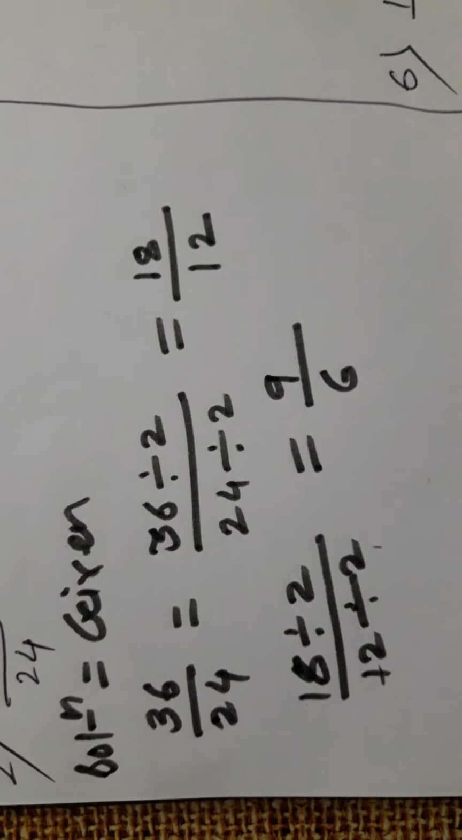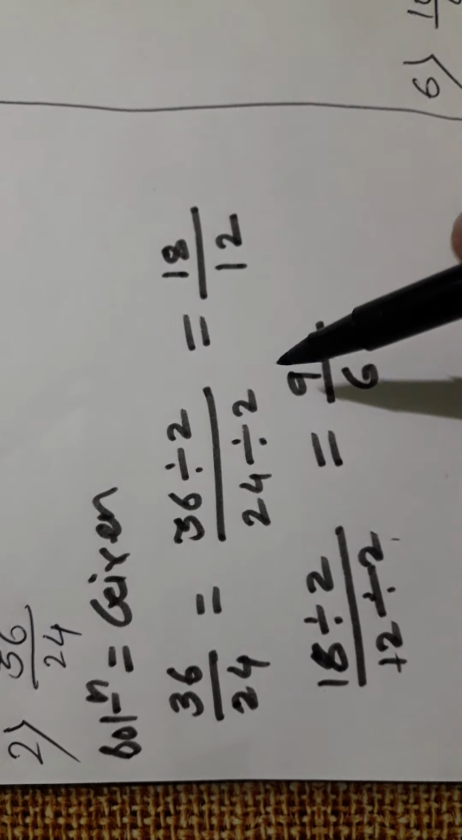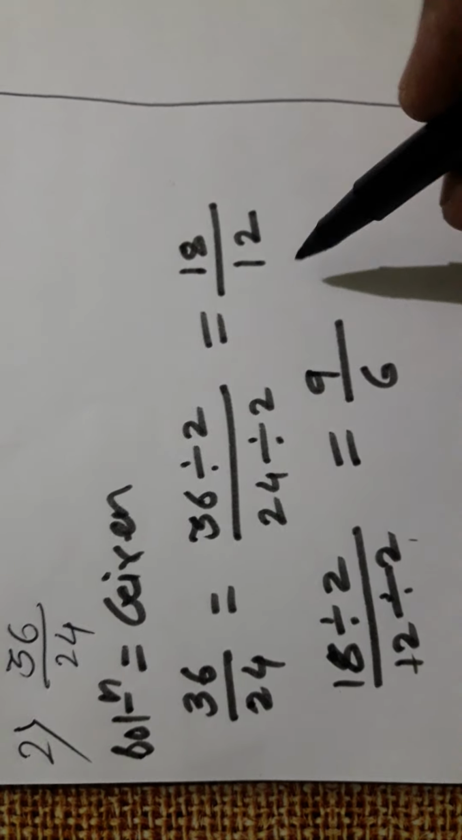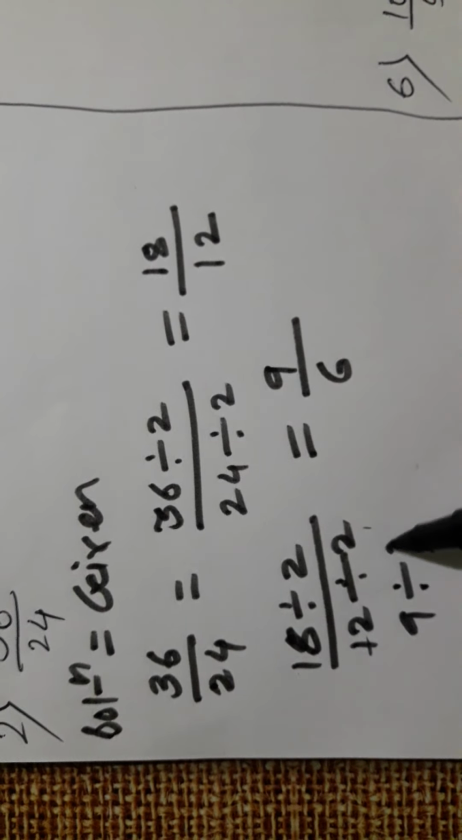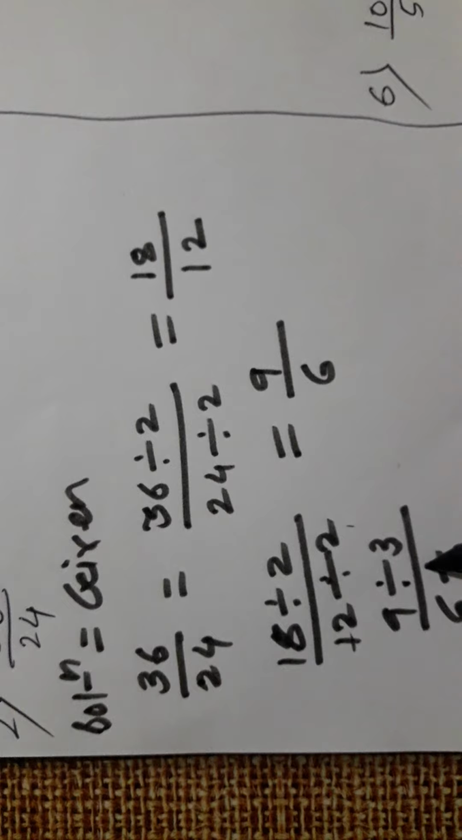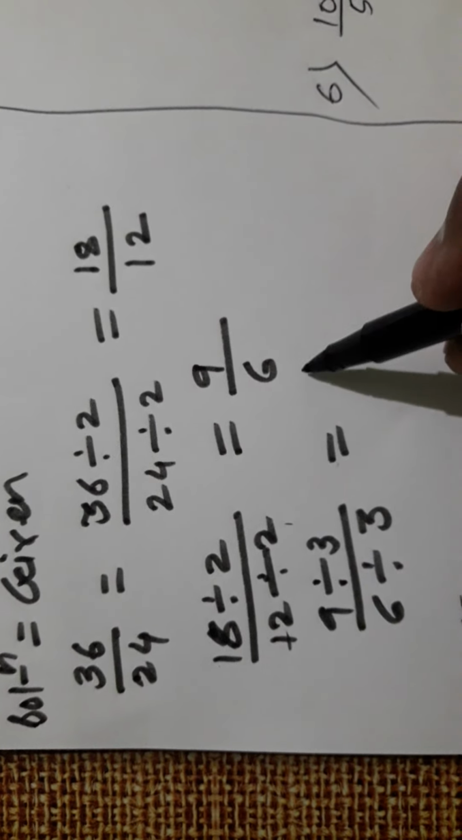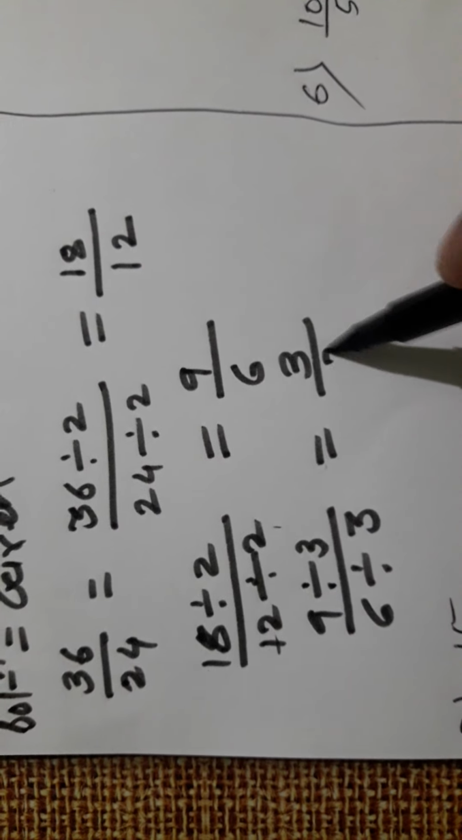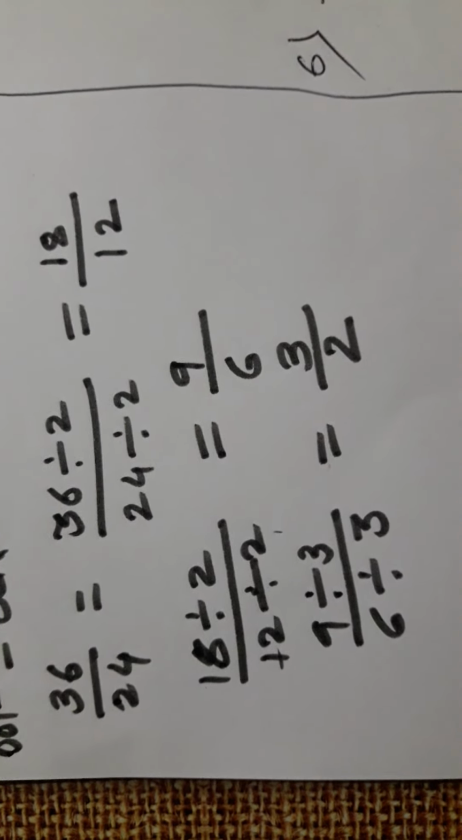Can we divide 9 and 6 by 3? Yes, because in the table of 3, 9 and 6 are there. Okay, we will divide by 3. 9 divided by 3 and 6 divided by 3. See here, 3 3s are 9, 3 2s are 6. Now see, we got 3 upon 2.